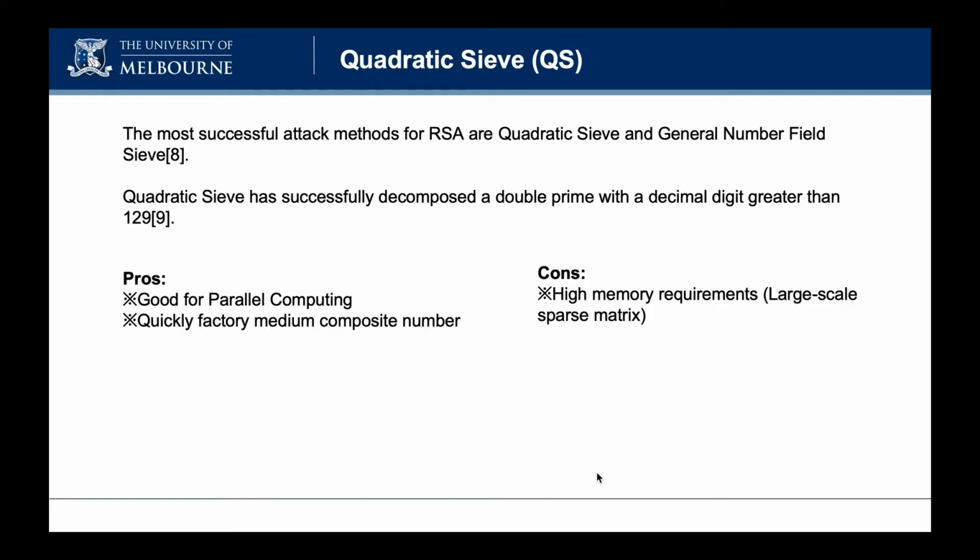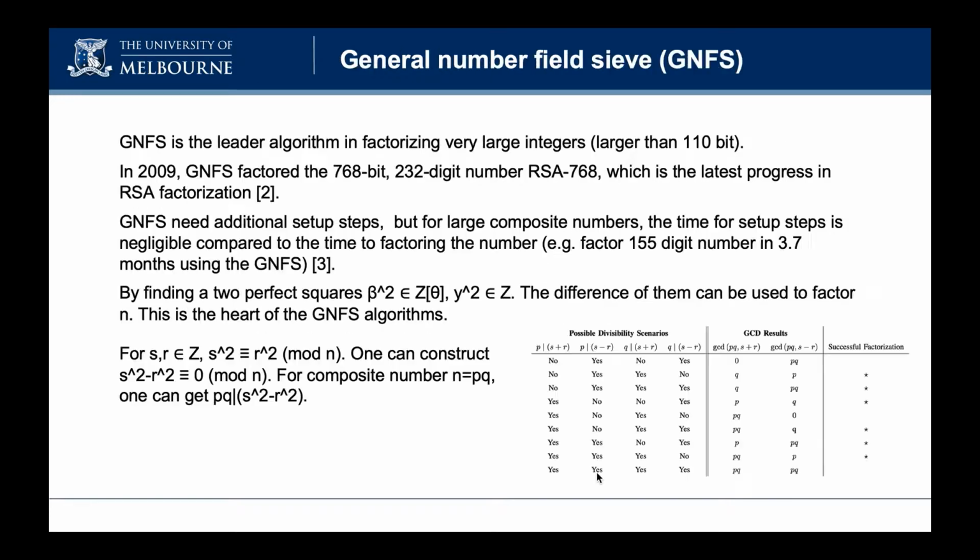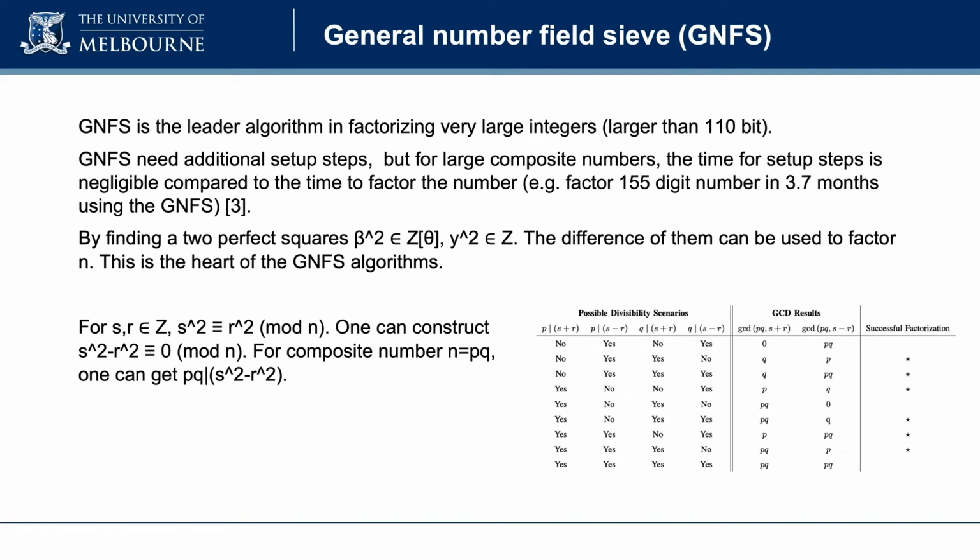However, it needs high memory, especially in generating the large-scale sparse matrix. But till now, QS is still the most successful attack method for RSA on medium-sized composite numbers. Here, I will introduce another algorithm, the general number field sieve. Compared to QS, it can factor very large integers, but it needs additional setup steps, and is not as straightforward as QS.